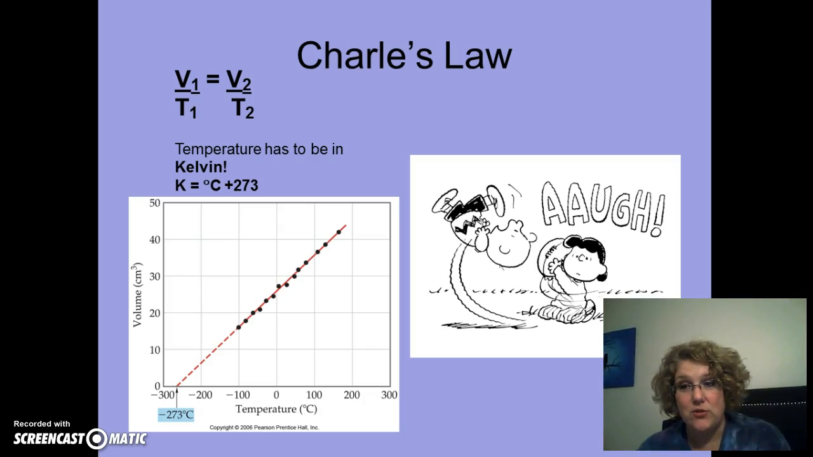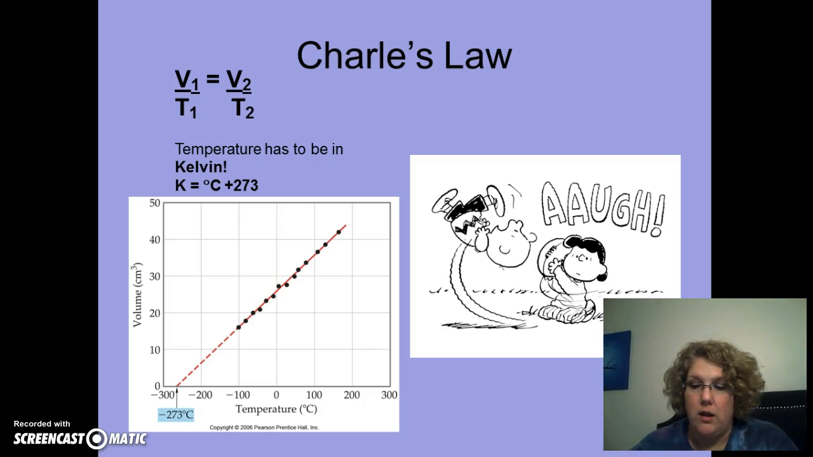In order for this to work, though, the temperature has to be in Kelvin. In order for this relationship to be drawn, your temperature has to be in Kelvin, or you won't get the right answer. All right, so that's Charles's law. And remember, to convert to Kelvin, just add 273.